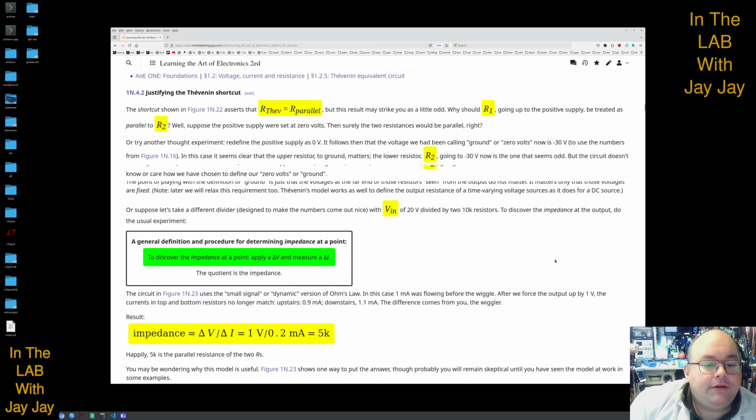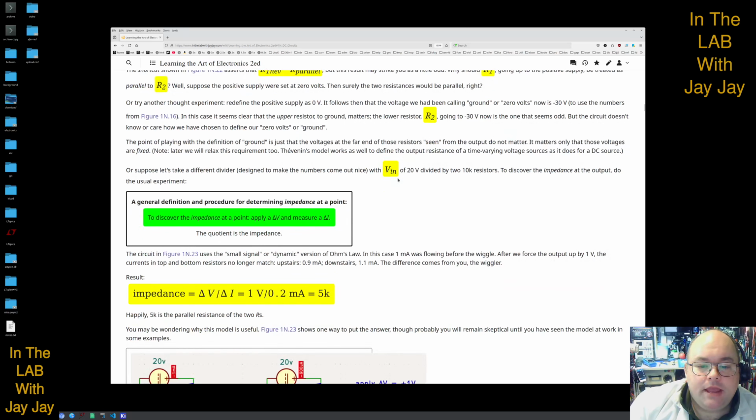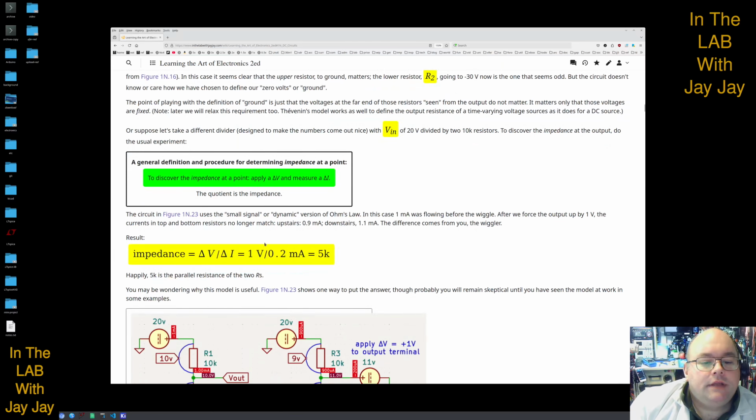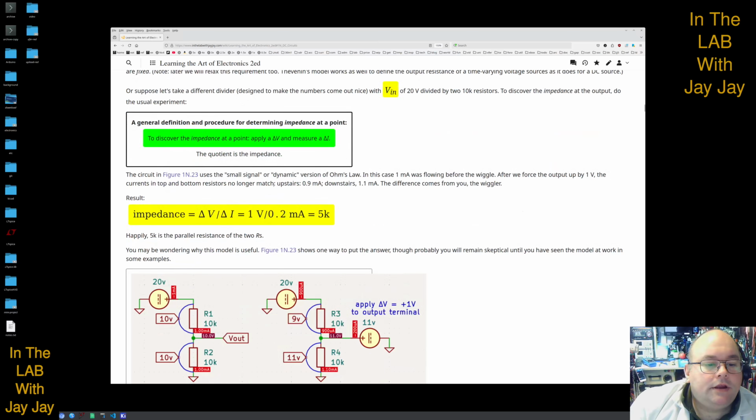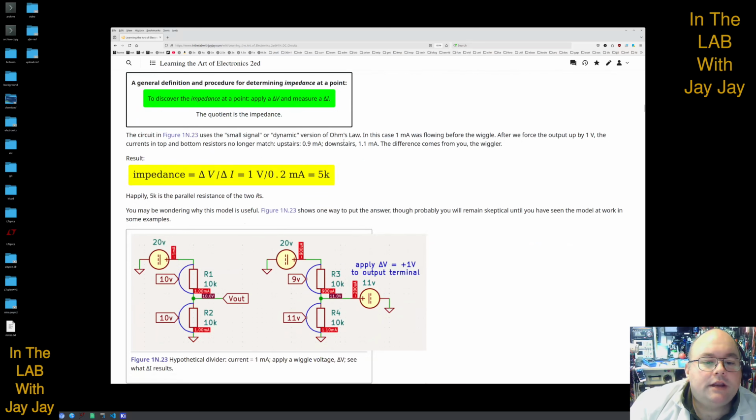Okay, or suppose we take a different divider, designed to make the numbers come out nice, with Vn of 20 divided by two 10k resistors. To discover the impedance at the output, do the usual experiment. Okay, so now we do something that I kind of understood a bit better. A general definition and procedure for determining impedance at a point. To discover the impedance at a point, apply a delta V and measure a delta I. The quotient is the impedance. So the circuit in figure 1N.33 is the small signal or dynamic version of Ohm's law. In this case, 1 milliamp was flowing before the wiggle.